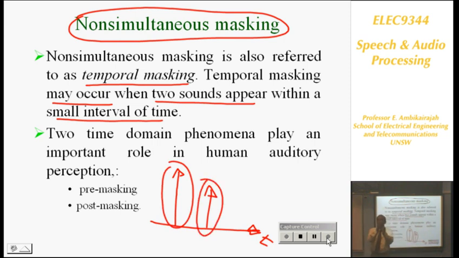Earlier it was in frequency, in different bands, and you say, oh, this one can mask this one, or this one will be masked by all the other ones. Now the other one: this signal coming into the ear, and after some time another signal arrives at the ear. Would the first one mask the second one? That's what we want to look at.